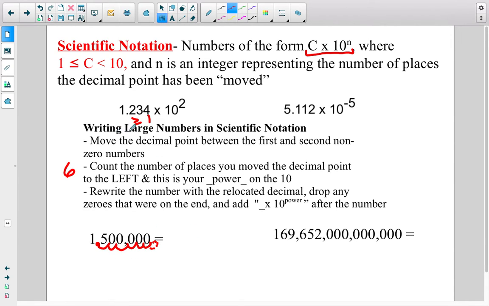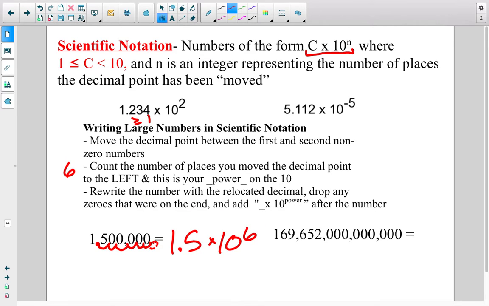If we're rewriting a large number, to move the decimal point from where it initially was to where it's supposed to be in scientific notation, we would move to the left. Take a look at this huge number. We'd move it to the left. So we moved it 6 places here. Rewrite the number with the relocated decimal. So it's 1.5. Drop any zeros that were at the end. So these zeros are going away. Write times 10, and then the number of decimal places that we moved it is the power.